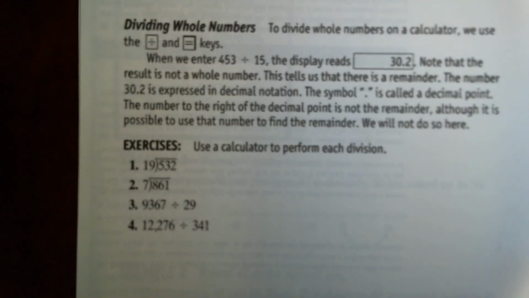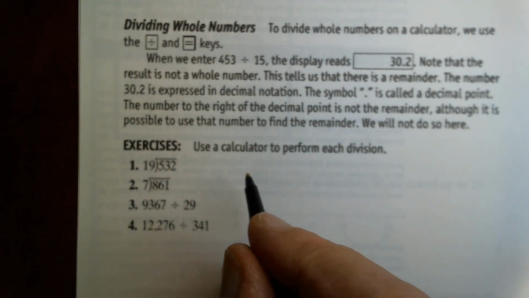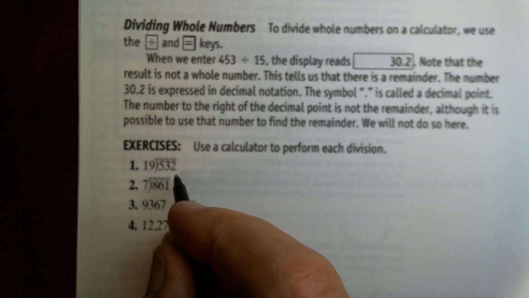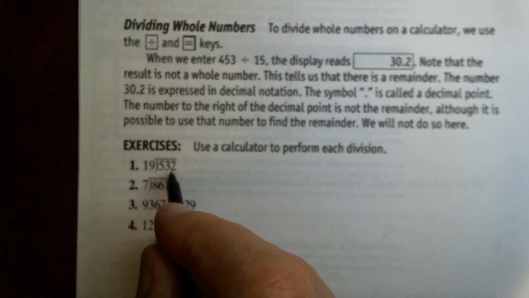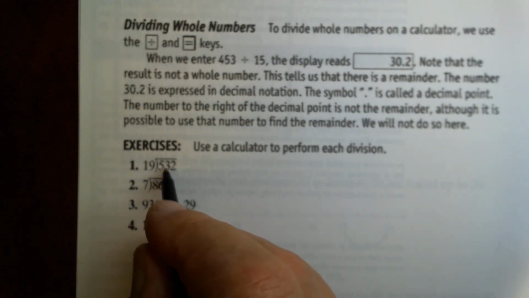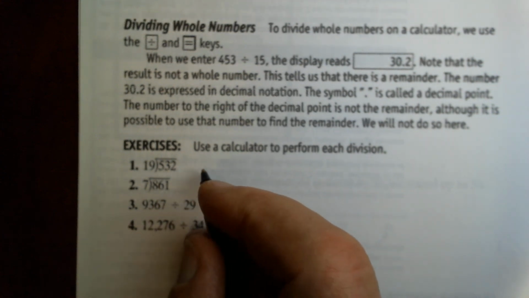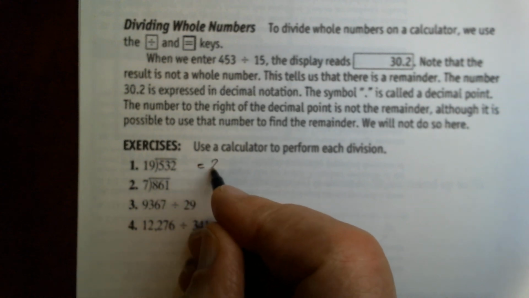The next few exercises are designed to help you learn to use your calculator for dividing whole numbers. And again, different calculators work in different ways, and so these exercises are designed to help you learn how to use your calculator. So 19 divided into 532 is the same as 532 divided by 19, and so that quotient is equal to 28.